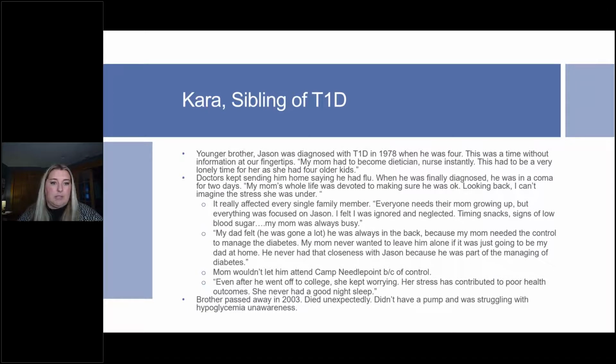So, the doctors kept sending him home, saying it was the flu. When he was finally diagnosed, he was in a coma. She talks about how her mom's whole life was devoted to making sure he was okay. Looking back, now she's an adult, she can't imagine the stress she was under. She said every family member was affected by this diagnosis.